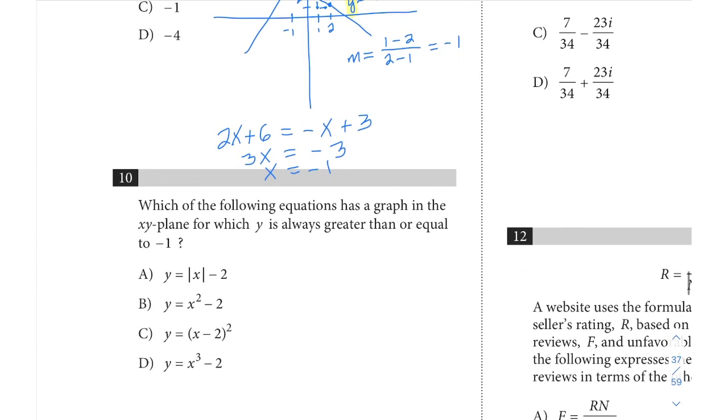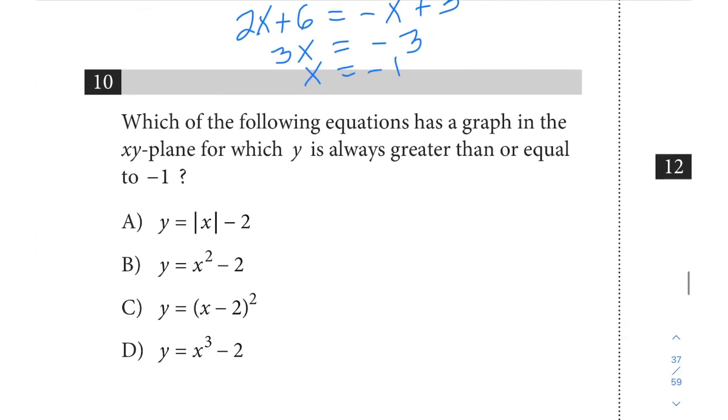Now let's take a look at number 10. Which of the following equations has a graph in the xy plane for which y is always greater than or equal to -1? So basically what they're saying here, and I'm going to try to draw a graph for each of these.